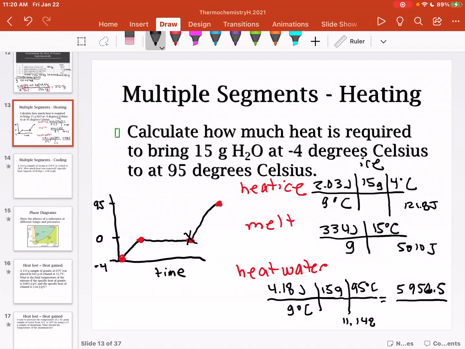11,148.3 joules. Wow, that's a lot of significant figures, and it's also a large number. So he said to get used to using kilojoules a bit. So let me knock down a few significant figures there. I was given 2, so I'll give back 2. So this is about 11 kilojoules of heat required for that.